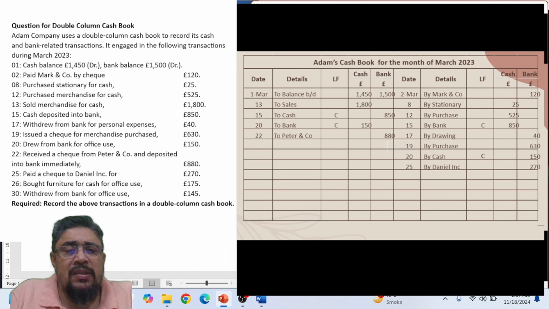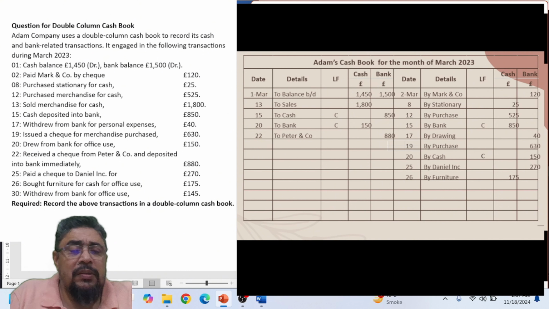Next, 26th March, bought furniture for cash for office use. So now we purchase the furniture and we pay the cash. So on the credit side of the cash column we will mention here on 26th March, by furniture, and we will mention the amount 175 on the cash column of the credit side.